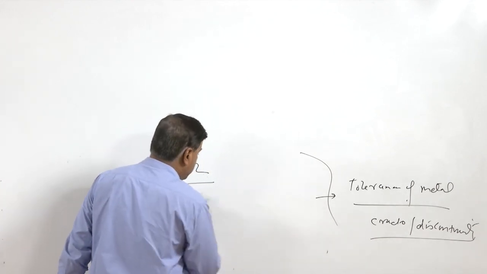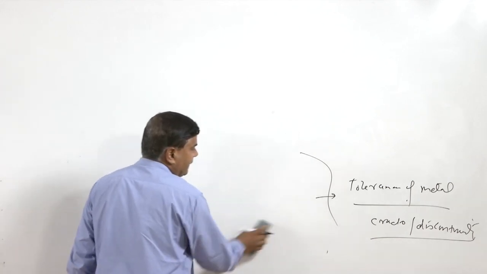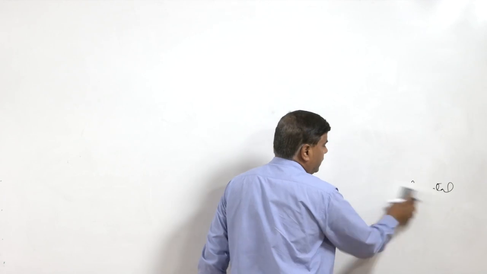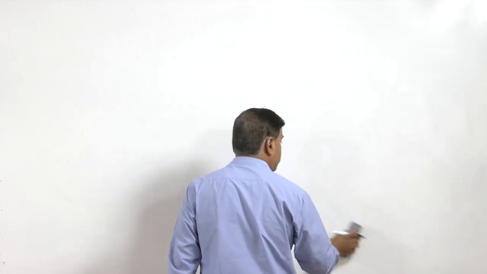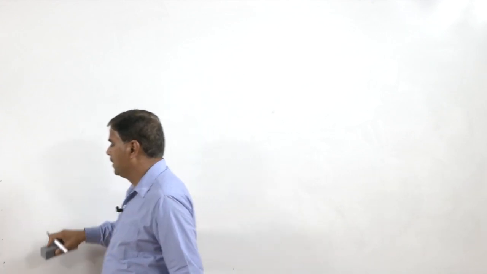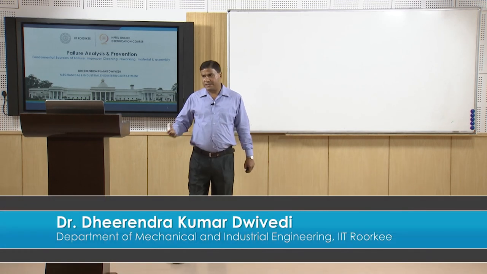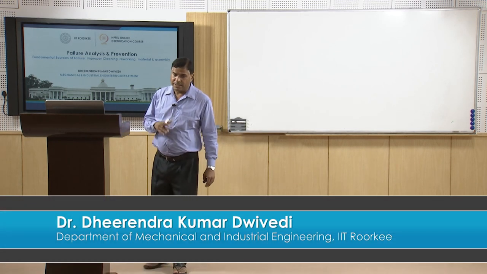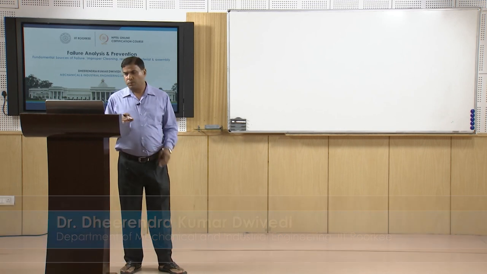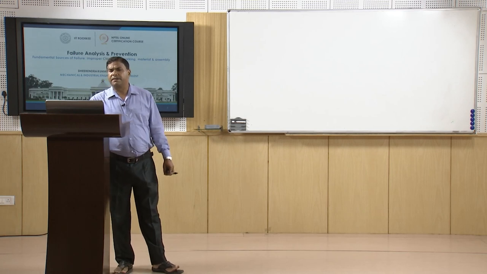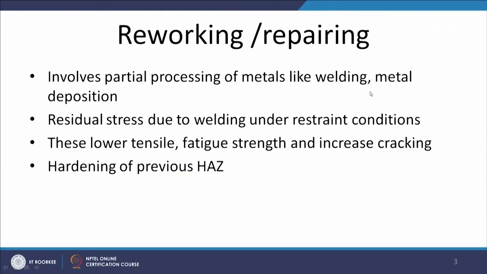So it is always preferred that if reworking is to be done, the issues related to the formation of the heat affected zone due to partial melting, the development of residual stresses, and the development of a heat affected zone again over the already existing heat affected zone are taken care of properly, so that the unnecessary increased sensitivity of the metal towards discontinuities can be reduced. As I have said, reworking and repairing involves partial processing of the metal using processes like welding and metal deposition, which may again involve welding or thermal spray processes.